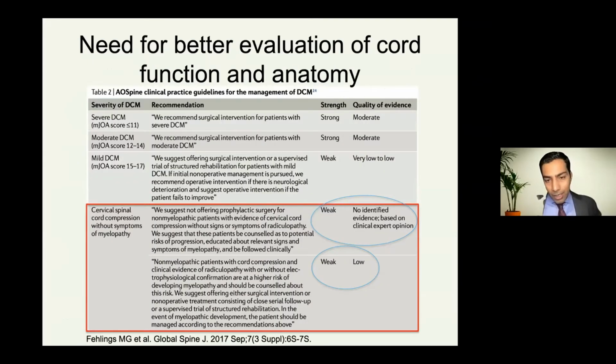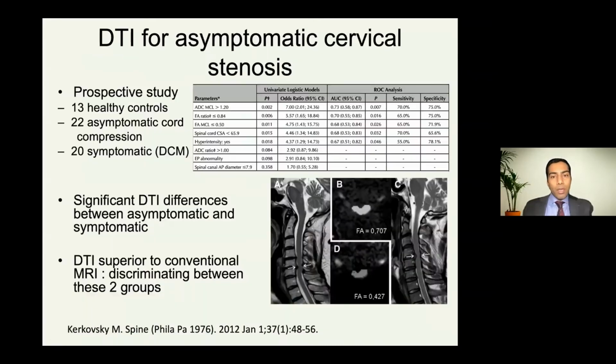The AO Spine guidelines kind of echo this issue. When we talk about cervical spinal cord compression without symptoms of myelopathy, the quality of evidence is low and the strength of recommendations is weak. So really additional tools to objectively define spinal cord pathology may be able to help us in these patients. So how can DTI help?